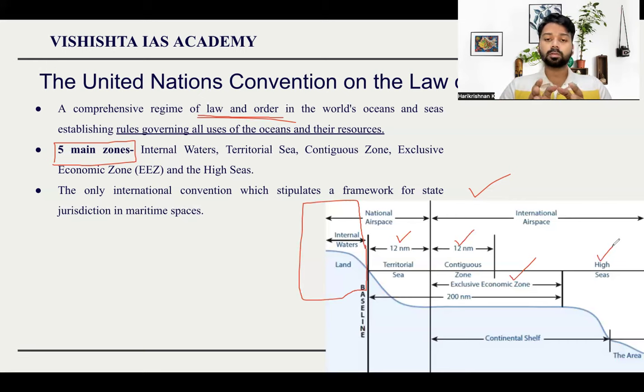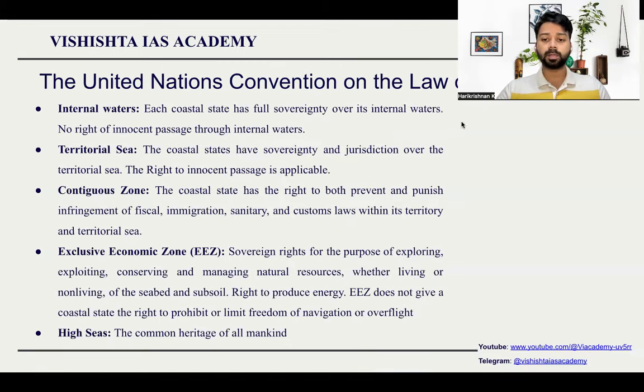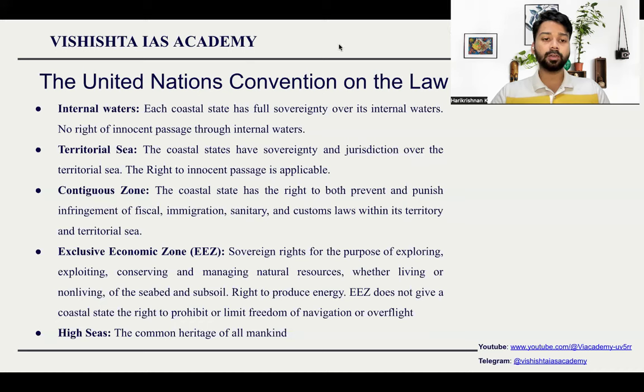So this division should be remembered very well. Now coming to the legal perspective, this should also be remembered. We have five major divisions. What are all the things a country can do in these five different zones?